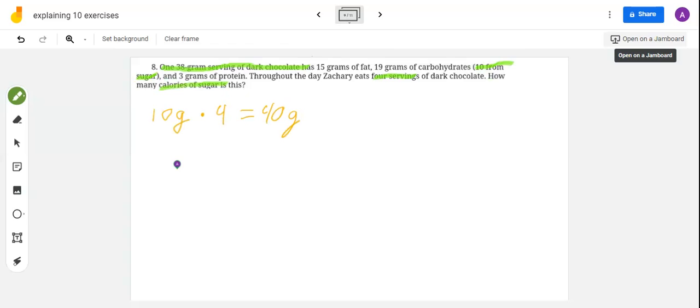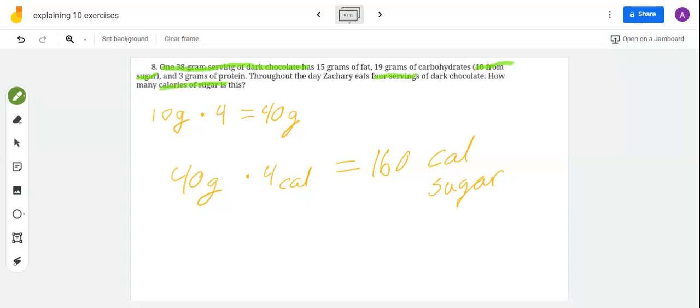Now you take that 40 grams, times it by 4 calories, and you end up with a grand total of 160 calories, right? Yes. So double check. 40 times 4 should be 160.